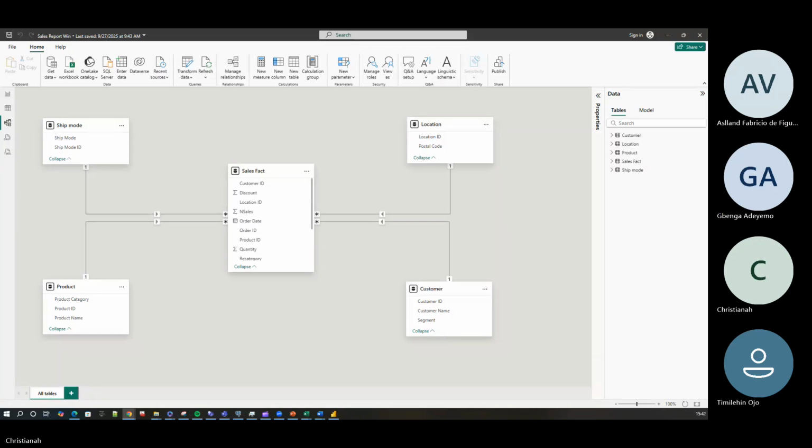Okay. So as I was saying, sometimes you get a snowflake. What we usually do when we have a snowflake schema like that is what we call denormalization. We denormalize it back to a star schema. That is, instead of having that hierarchy, we are going to go to our Power Query.